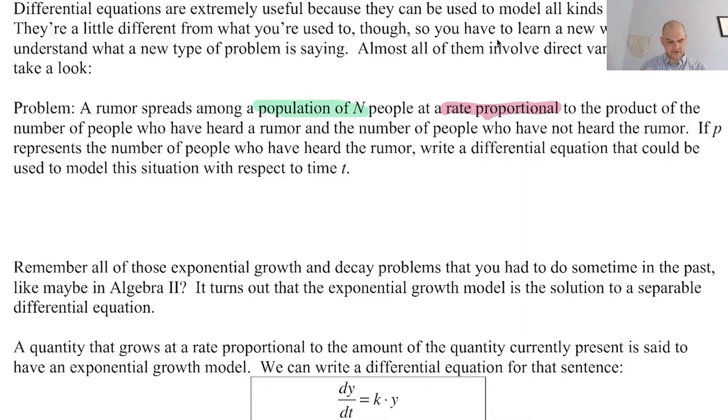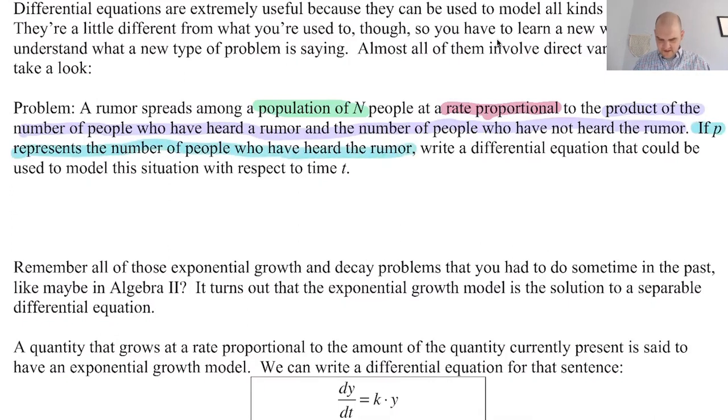So a rate proportional to the product of the number of people who have heard the rumor and the number of people who have not heard the rumor. If P represents the people who have, okay, so a lot of information there. It's the product of the number of people who have heard the rumor and the number of people who have not heard the rumor. So that's something we're going to want to work out. So N is the total population. If P represents the number of people who know the rumor or who have heard it. So I feel like at this point, I'm just killing it by highlighting everything. But we're going to use these things.